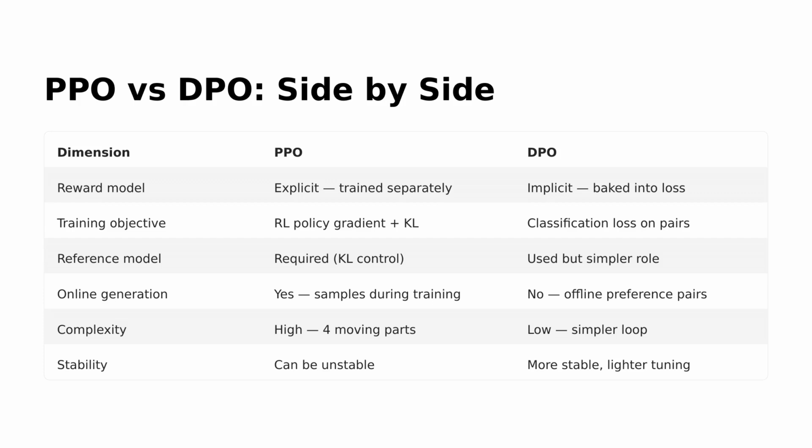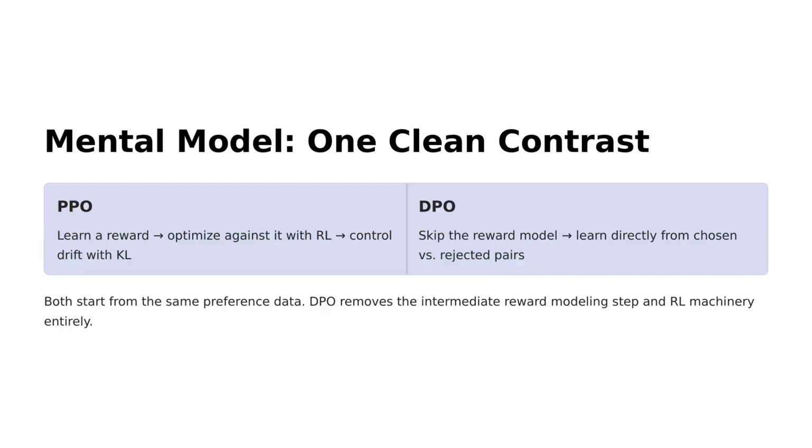Here's PPO and DPO side by side. PPO uses an explicit reward model, a policy grading objective with KL control, and it generates new samples during training. That makes it powerful, but also more complex and sometimes less stable. DPO is simpler. The reward signal is implicit in the loss. Training looks like classification on preference pairs, and it works offline. So, in practice, DPO is usually lighter to run and easier to tune.